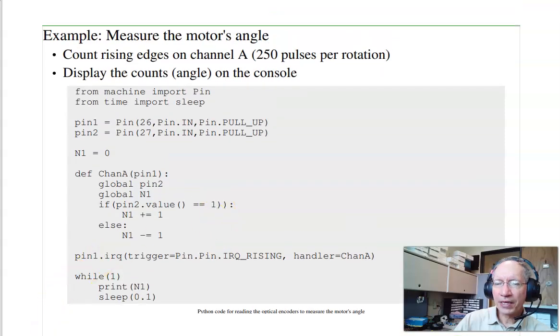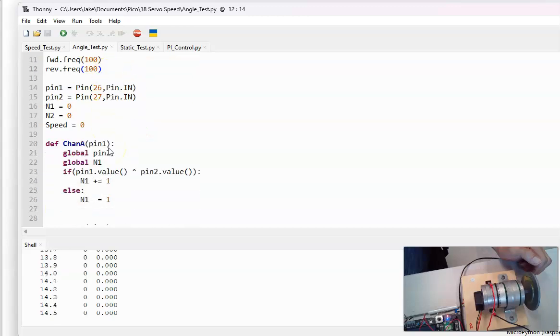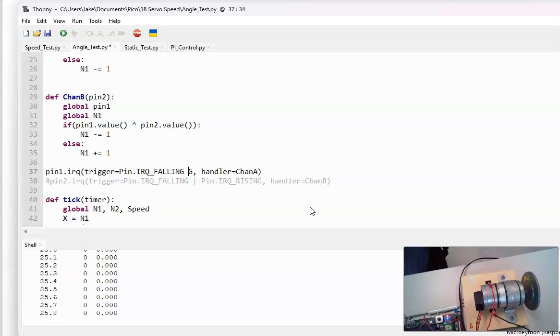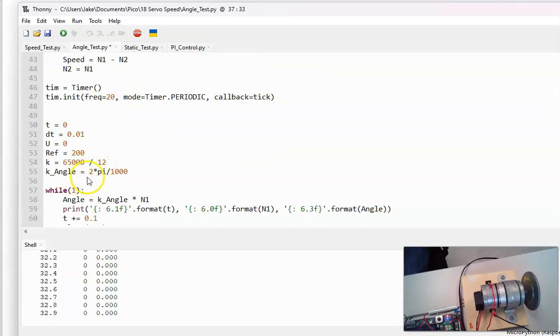I can try that. So here's my code. I am measuring the angle of the motor. I've got 2 interrupts running. Let's just try it this way. I just have the single interrupt running for a falling edge. That'll give me 250 counts per rotation. The angle then is 250 counts per rotation. 1 rotation is 2 pi. That's the conversion from counts to angle.